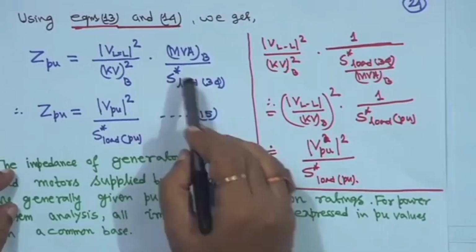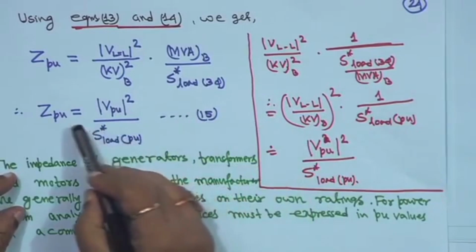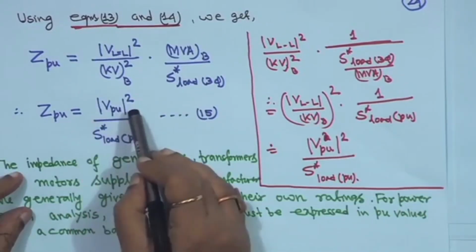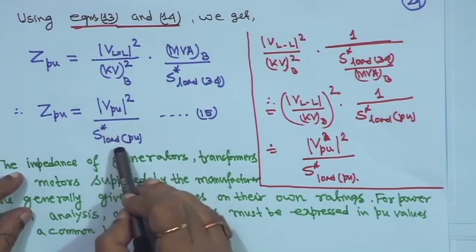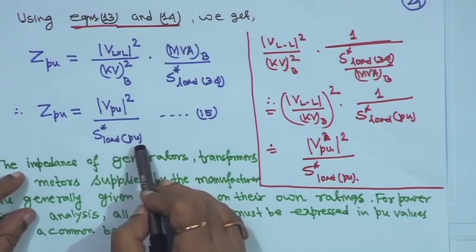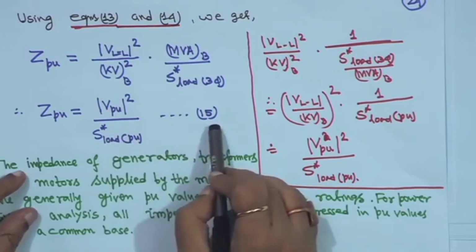So, this simple calculation is made here for your understanding, that Z per unit is equal to VPU square upon S conjugate, this is conjugate load and it is per unit load, but it is conjugate. This is equation 15.